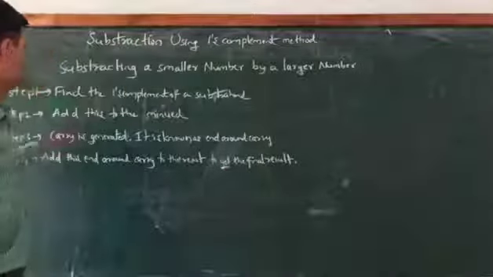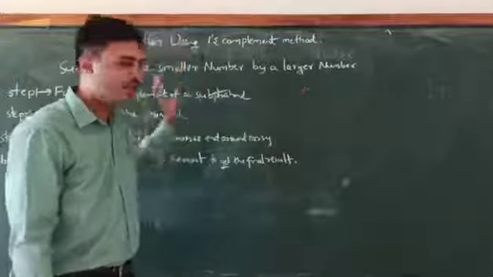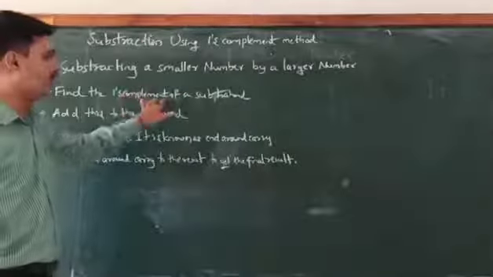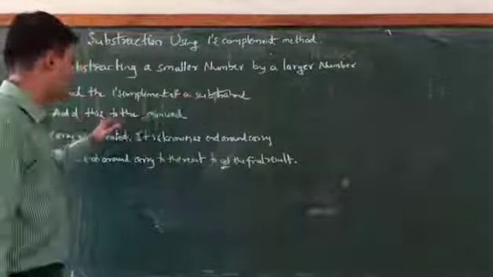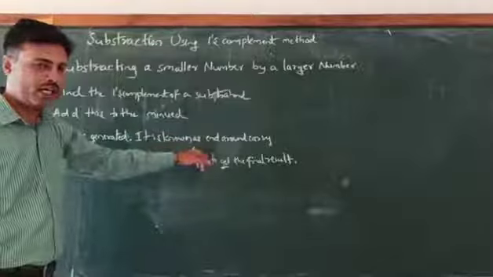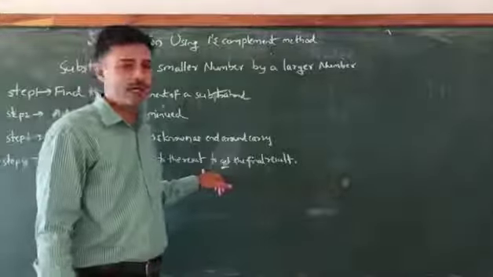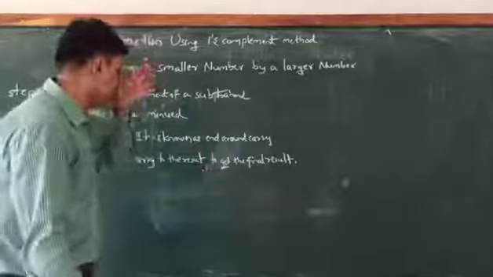There are 4 steps for subtracting a smaller number by a larger number. First, we need to find the ones complement of a subtrahend. Then add this to the minuend. Carry is generated. It is known as the end around carry. Add this end around carry to the result to get the final result. These are the steps you have to remember.